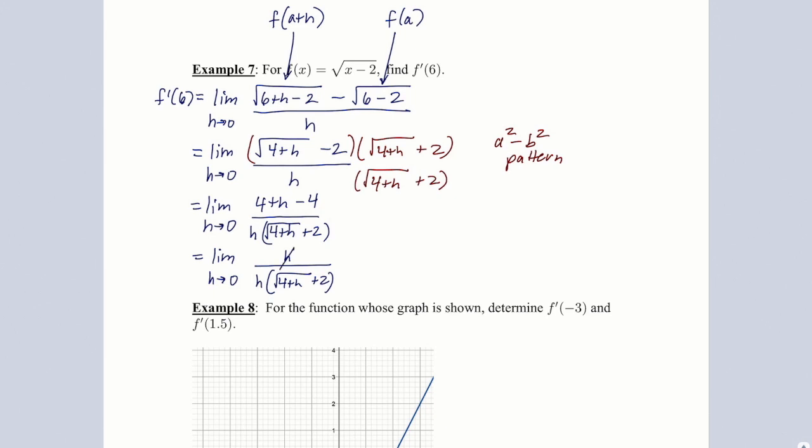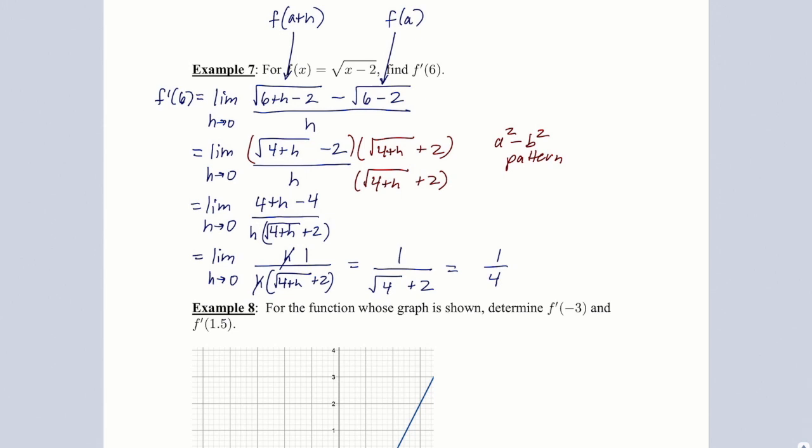And when we do so, we'll have a 1 now in the numerator. And we are allowed now to directly substitute, and we'll see we have 1 over the square root of 4 plus 2. So 1/4.